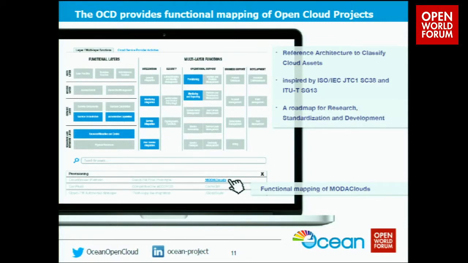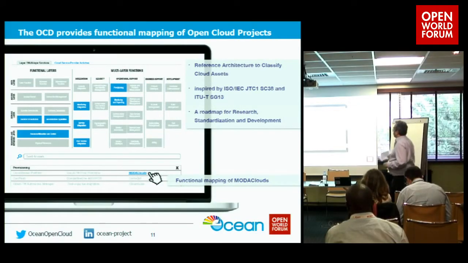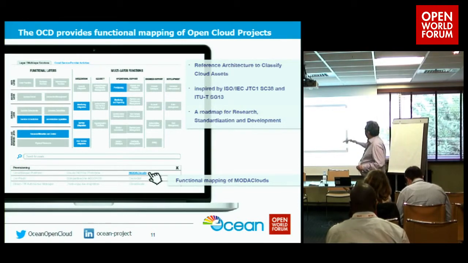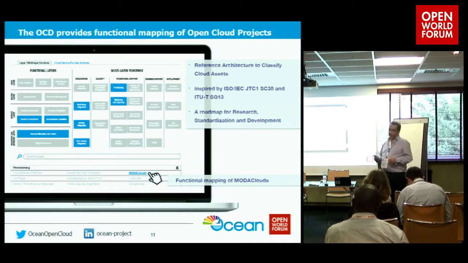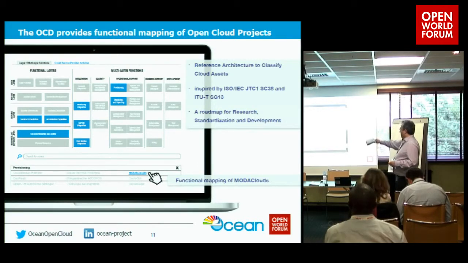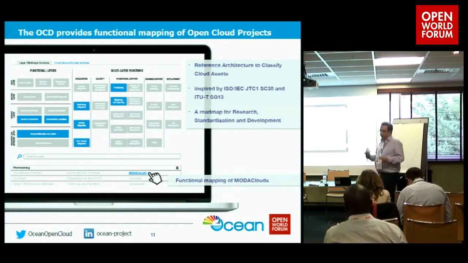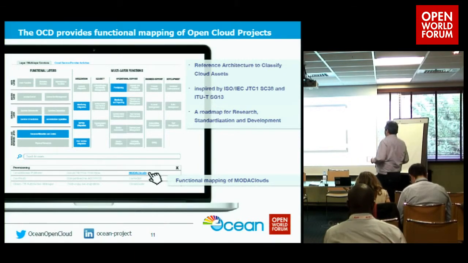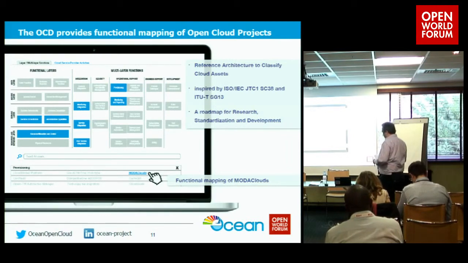So how does it work regarding the functional mapping? For instance, if you are looking for a provisioning component to provision resources on the cloud, you can click on the block and you will have the list of the projects that provide such functions. But as you will see, there are many more navigation tools behind the Open Cloud Directory. And we didn't reinvent the wheel. We used the reference architecture inspired by ITU and ISO standard bodies.